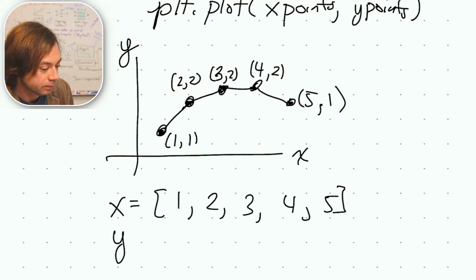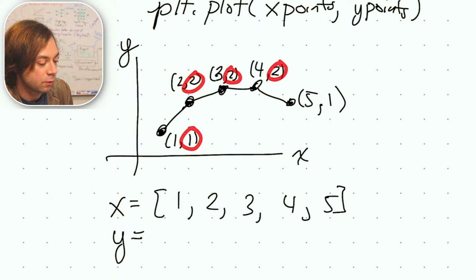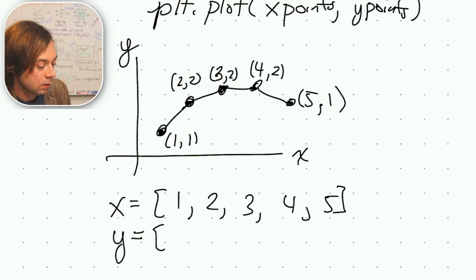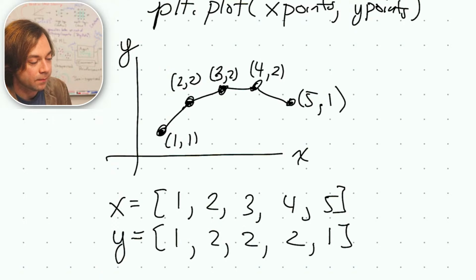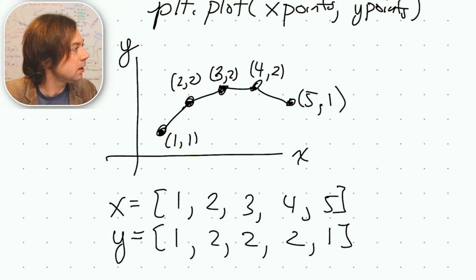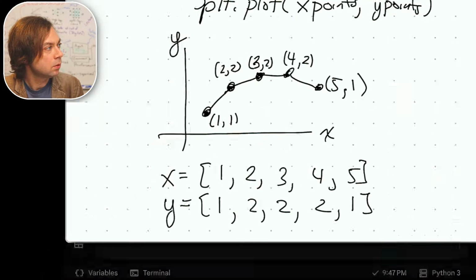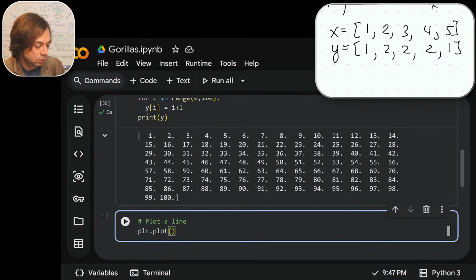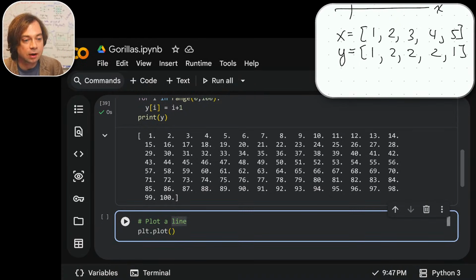Now Y points are, of course, the other number, the second number: 1, 2, 2, 2, 1. So in the code, we want to create a NumPy array that has 1, 2, 3, 4, 5 and 1, 2, 2, 2, 1 in there.